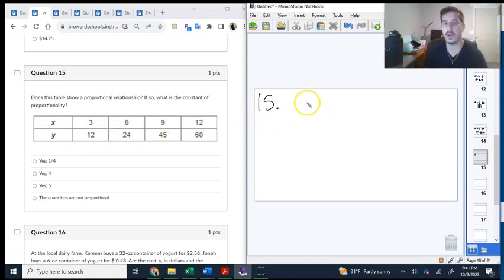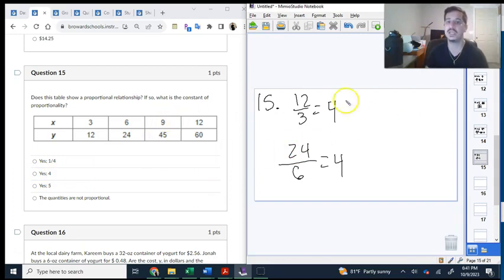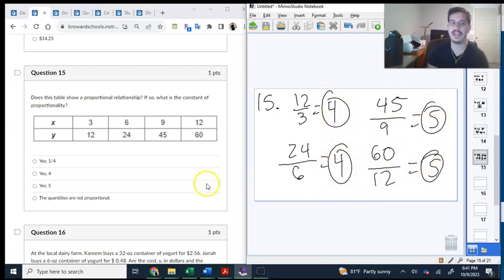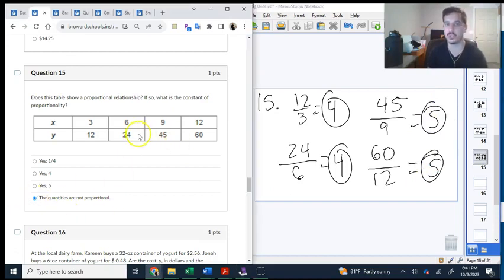We get 12 divided by 3, that equals 4. We get 24 divided by 6, that equals 4. So I'm like, oh, hey, these first two work, and yes, they are proportional, and the k is 4. But if we keep going, we find out 45 divided by 9 is 5, and 60 divided by 12 equals 5. So these are different than these. Therefore, the quantities are not proportional. They have to have the same constant of proportionality for all four of them to be proportional.